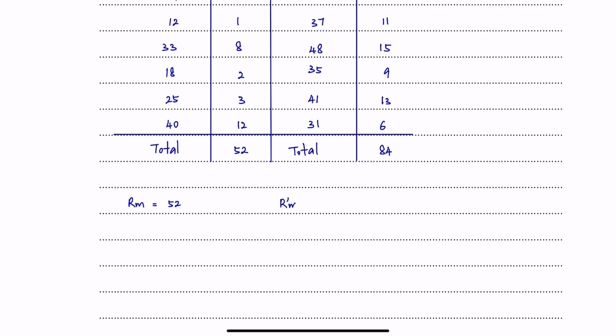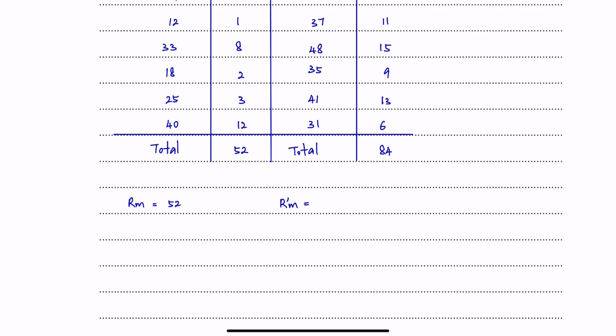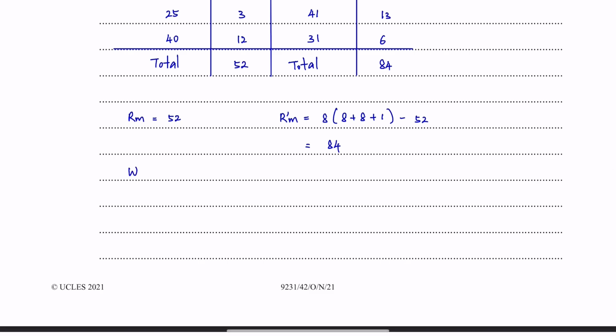And now we need to find R prime m. So R prime m is given by this formula here. So we have 8 times 8 plus 8 plus 1 minus our Rm value, which is 52. And R prime m would be equal to 84. So if you use this value as Rm, 52 would be the R prime m. Alright? So our test statistic would be the smaller between these two values. So obviously we have 52 as our smaller value.